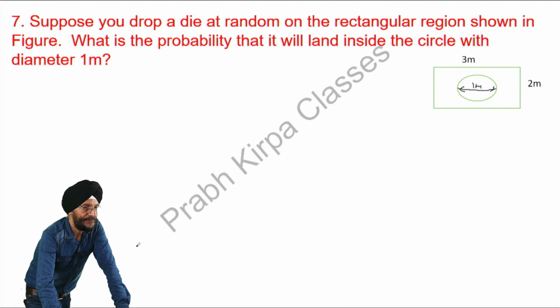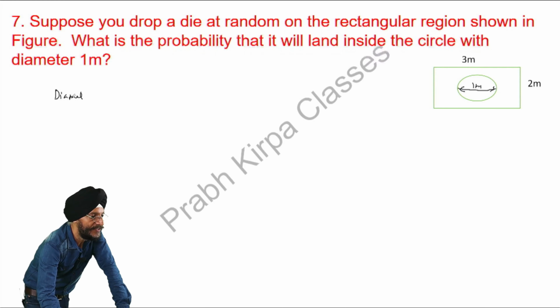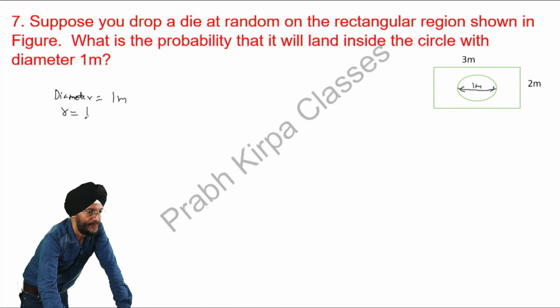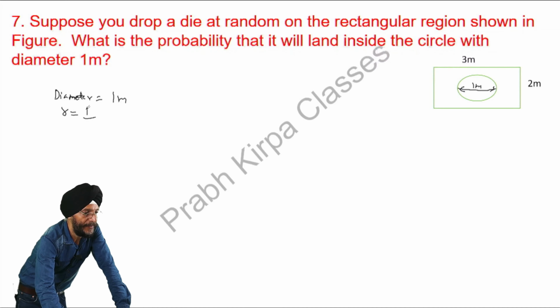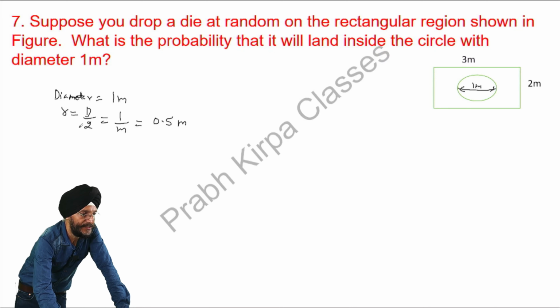So now we are to first find out, we will write what is given. Diameter is given of the circle. Diameter given is 1 meter. You know that the radius is 1/2 of the diameter. So diameter divided by 2. So 1/2 meter, that is 0.5 meter is the radius.